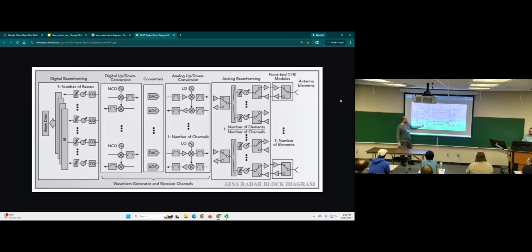Then we hit a digital-to-analog converter. So now we're in actual signals. We're at the RF domain. You have this block called a digital up or down conversion system. Sorry, the converter's right here. I guess they're doing this first, which is a little weird.